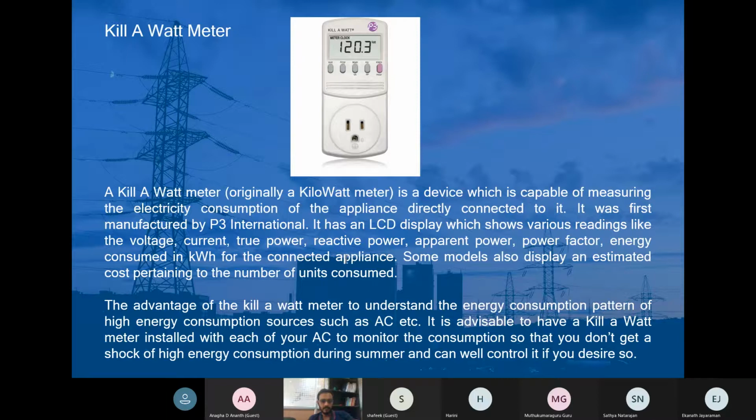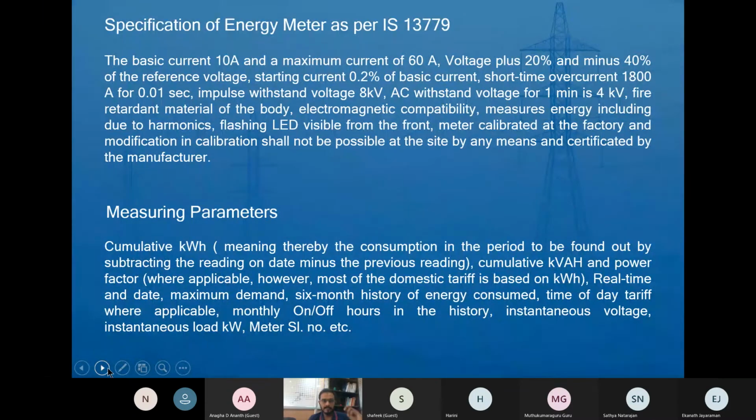We'll see what the main specifications of an energy meter are as per IS 13779. The basic current is 10 amps and the maximum current is 60 amps, voltage plus 20% and minus 40% of reference voltage. Starting current should be 0.2% of the basic current. Short time overcurrent should be 1800 amps for 0.01 second. Impulse withstand voltage should be a maximum of 8 kilovolts. AC withstand voltage for 1 minute should be 4 kilovolts.